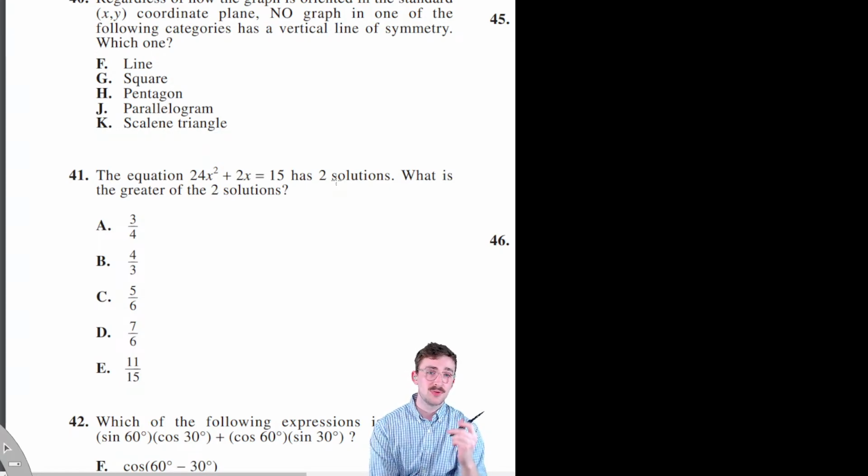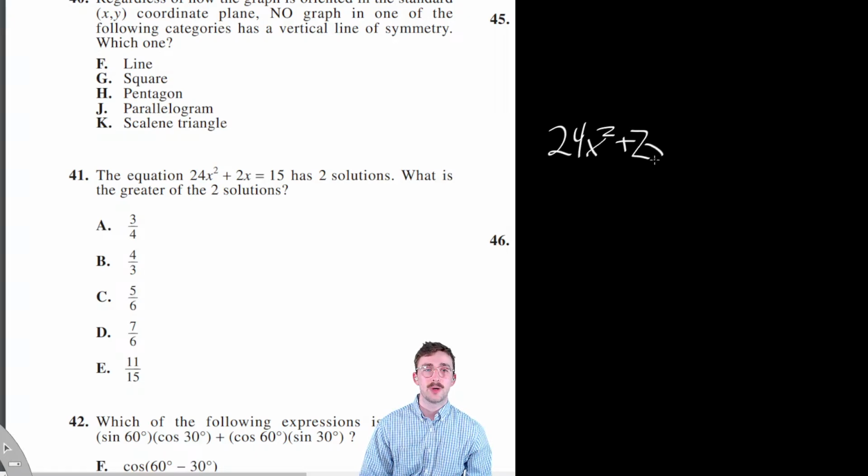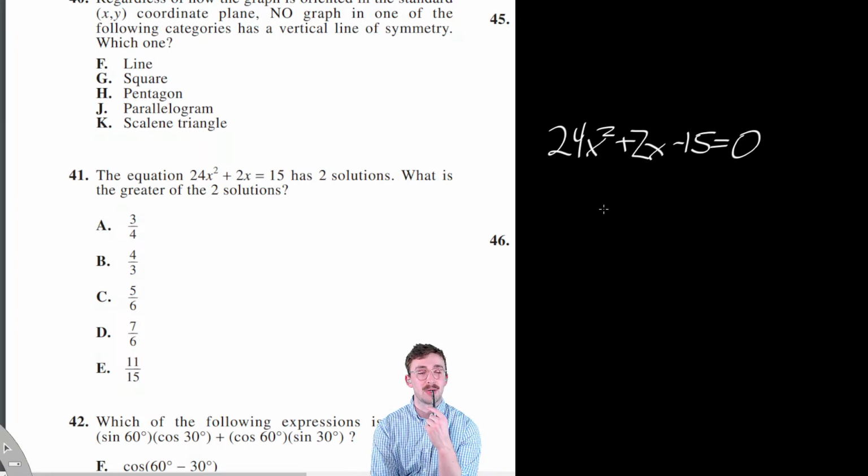Great. If you see x squared, you should immediately think, I need to factor this. And that's what we're going to do here. So I'm going to do two steps. Let me use a different color here. 24x squared plus 2x minus 15 equals 0. Oh, I thought I was going to divide by 2, but no, I'm not. All right, so I don't want to factor this. I'm going to use the quadratic formula, because I think that would be the easier thing here.